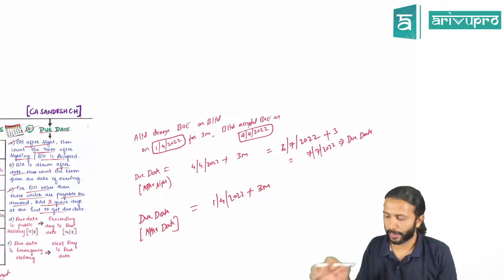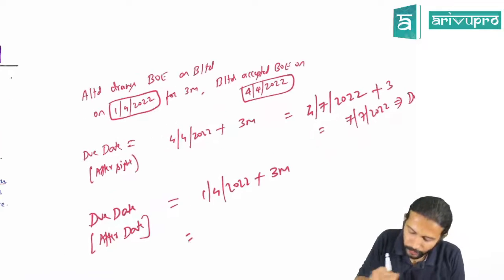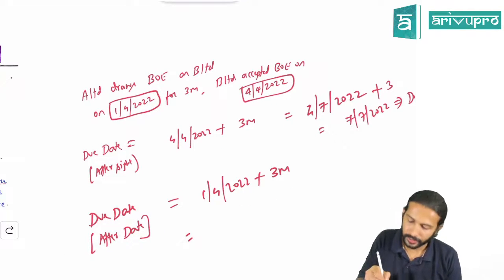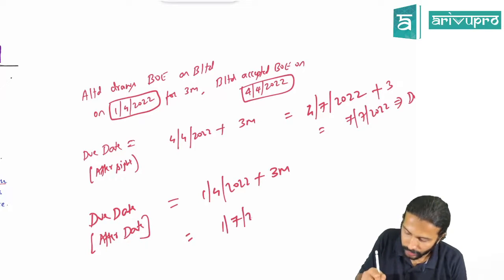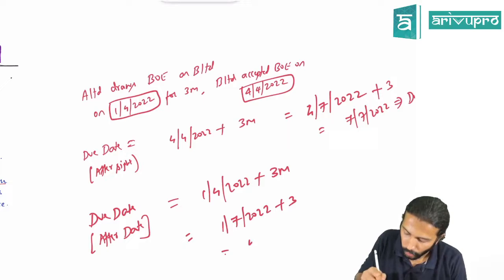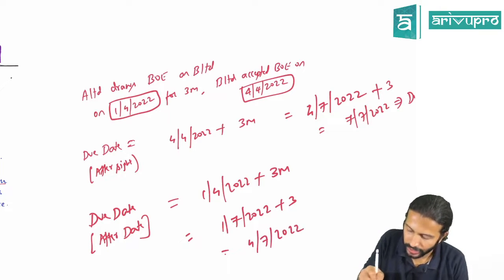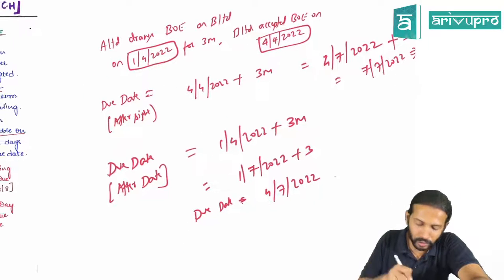Alright. Similarly here, if you add 3 months from 1st April, you're going to get 1st July 2022. To that you add 3 grace days. It will become 4th July 2022. That will become your due date in this case. Meaning that is the date on which you can ask B Limited to pay you the money in our example case.